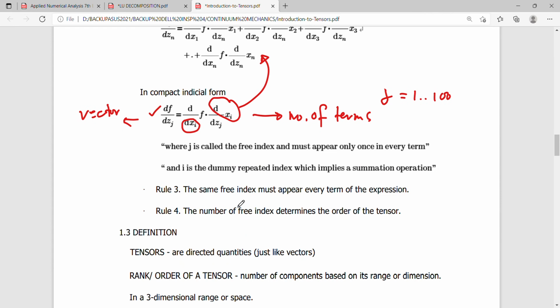So rule number 3, the same free index must appear in every term of the expression. To make your mathematical expression valid and accurate, you must always follow these basic rules. And rule number 4, the number of free indices determines the order of the tensor. So the order of the tensor will now be a vector, and the order of a vector is of order 1. Okay, so I will discuss to you how to compute the number of terms or elements considering the order of the tensor in the next chapter.